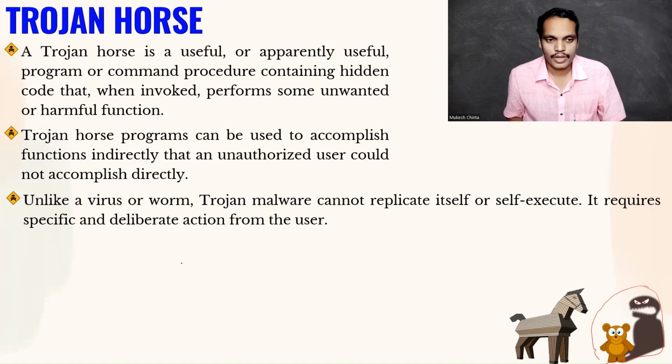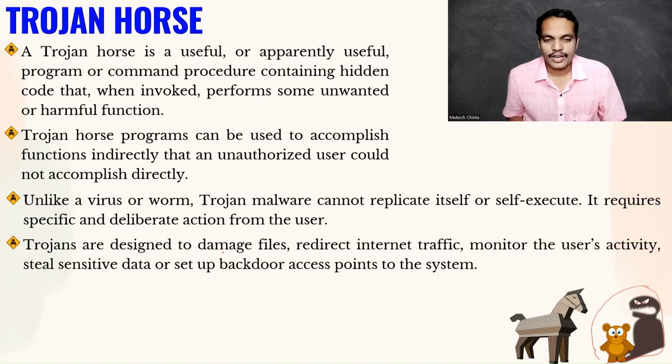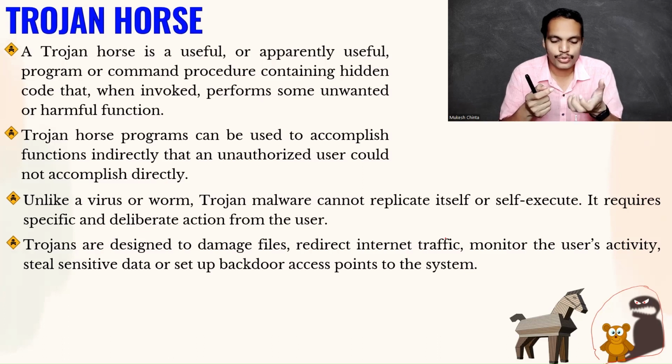So as we just told you, Trojans are designed to damage files, redirect internet traffic, monitor the user's activity, steal sensitive data, or even set up backdoor access points to the system. In a way, I got this from the internet, I like the particular phrase: a Trojan horse can be like a Swiss Army knife of hacking. So you know what a Swiss Army knife is. It'll have different tools in it, maybe 10 to 15 different tools in a single knife, which you can carry and use for different purposes.